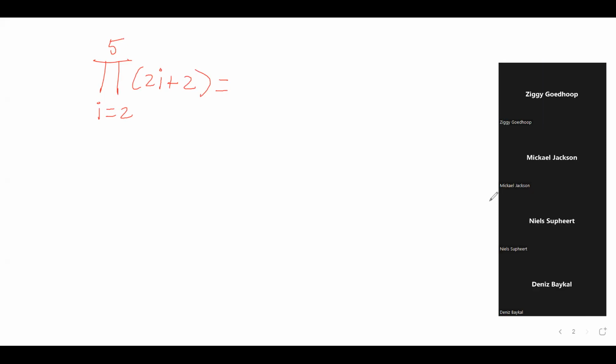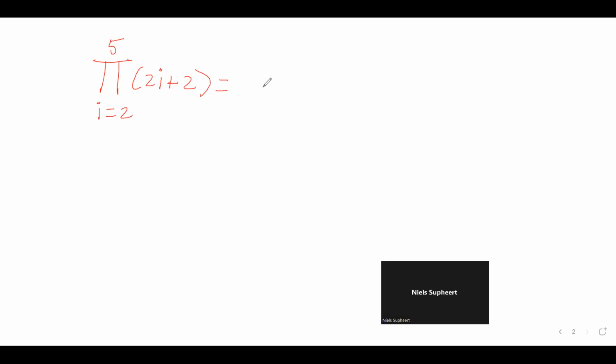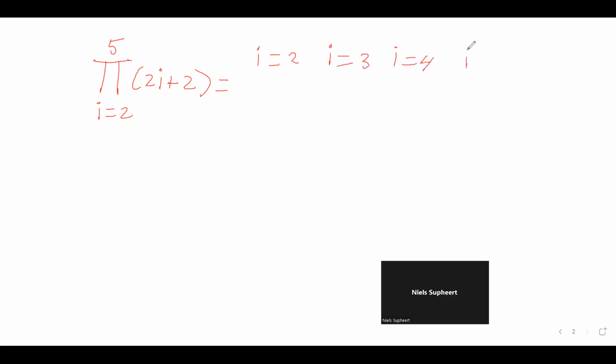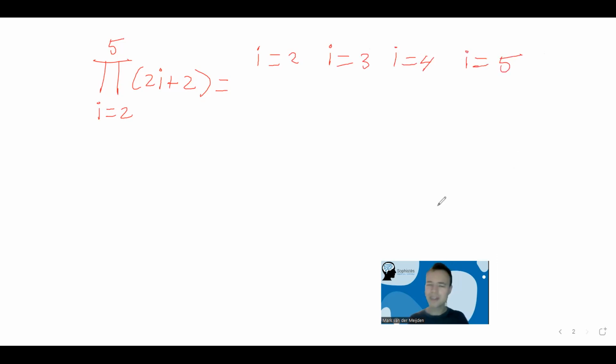Or maybe someone else? Maybe you, Niels? Yeah, sure. It's 2 times 2 plus 2, 2 times 3 plus 2, 2 times 4. Sorry, one second. What is the first value that i will be? Oh, 2. 2, and then it will become a 3, right? Yeah, and then it will become 4, and then 5. Perfect. What kind of signs will we put in between? A plus? No, times. Yes, because we're now working with a product operator, right?